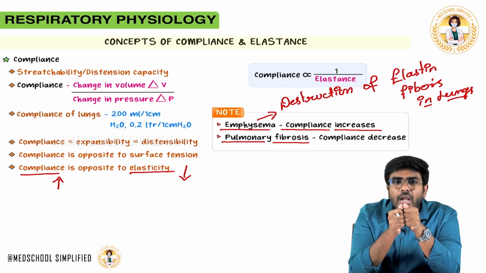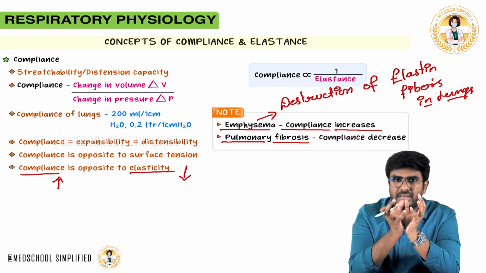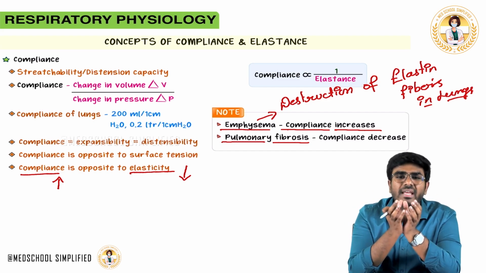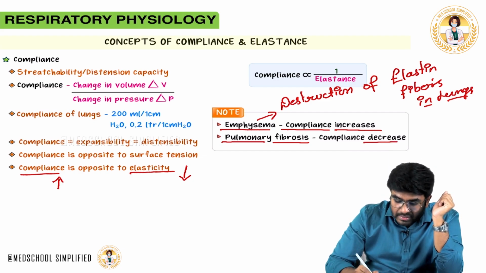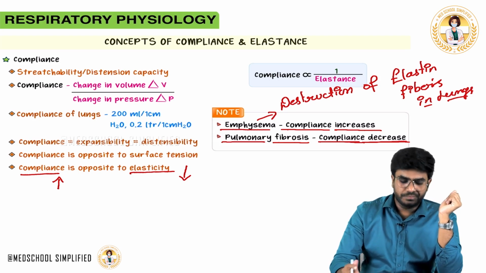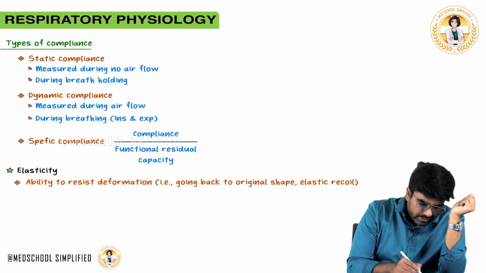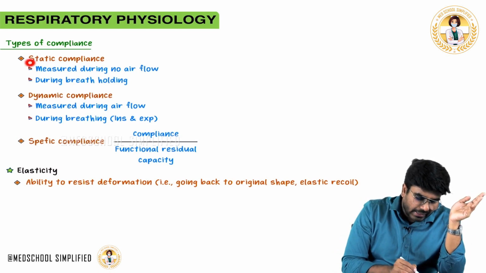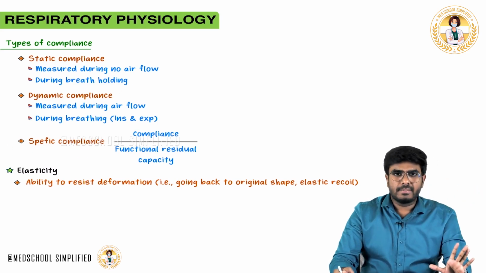Such fibers cannot be expanded. Such an alveolus, a fibrotic alveolus, you cannot expand it. Such an alveolus with a scar, you cannot expand it. So, what happened to the compliance? Compliance decreases. Compliance decreases in pulmonary fibrosis. Now, having said that, let's see what are the different types of compliance. There are three types of compliance. First one is static compliance, dynamic compliance and specific compliance.